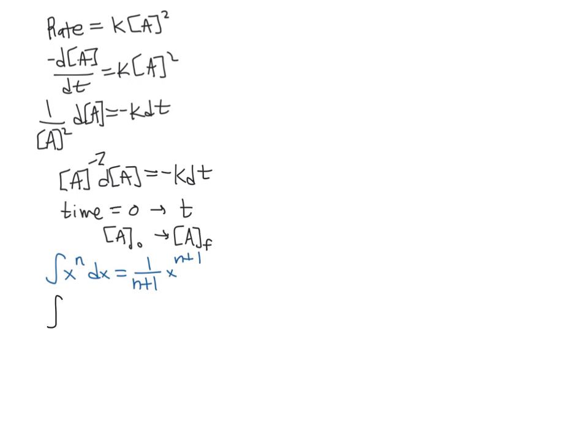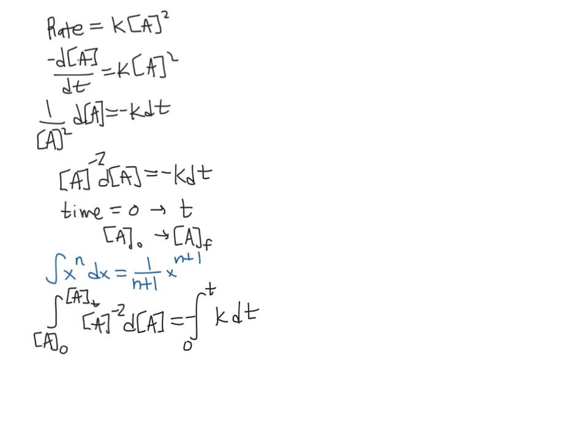We'll integrate the A side first, going from the initial concentration to the concentration at time t of the A to the negative 2 dA equal to our integration between time 0 and time t of the k dt, keeping that negative sign in front of my integral for convenience.